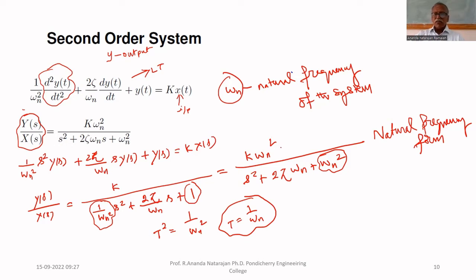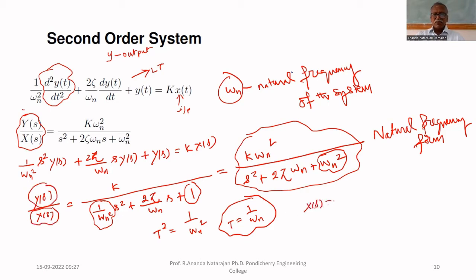This form is called natural frequency form for second order system. We'll use this form to find the step response of the system. Step response means the input here is x of s and the output is y of s. Here we are assuming that x of s equals step input, that is 1 upon s, or x of t equals u of t. What is step input? Step input will be like this, magnitude is unit step. This is the step input to this system. For that, what is the response? y of t we have to find.